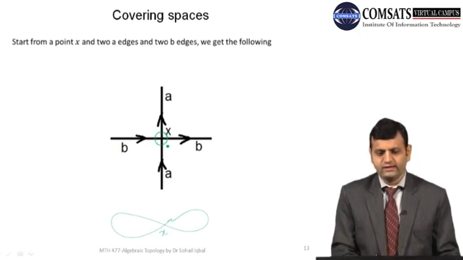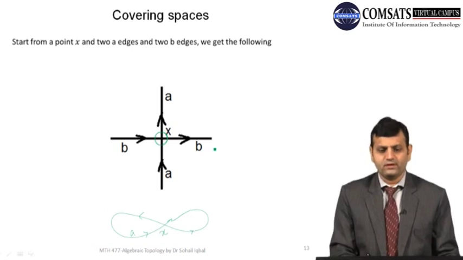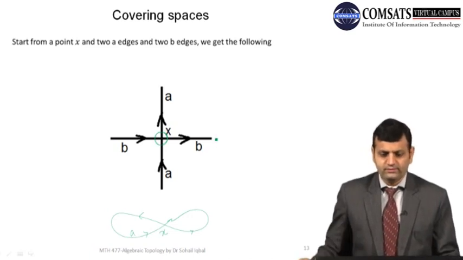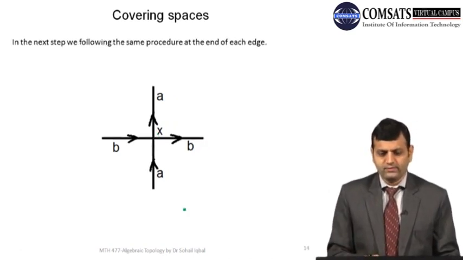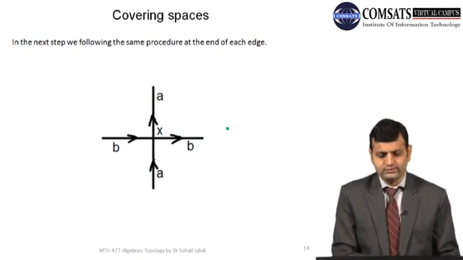I don't want any loops here, so there should be straight edges. The inverse image of this A is basically this A, the inverse image of this B is this B, and then there are 2 A's and 2 B's. In the next step, remember we don't want any loops in here. So in other words, I don't want to come back to this A or to this B or this A or this B. I don't want to come back, I just want to go on and on.